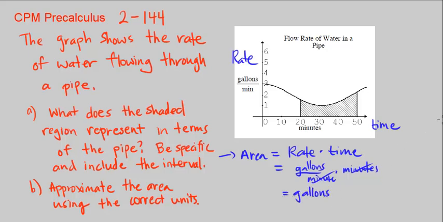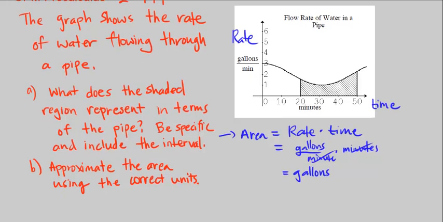So in words, what is this shaded region telling us? The area, right? The shaded region. This right here is just talking about the gallons of water that are flowing through the pipe from time 20 minutes to time 50 minutes.